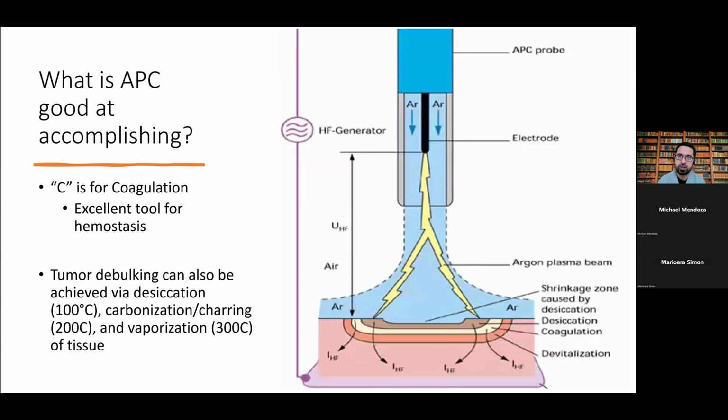The one advantage of APC here also is, and we talked about it earlier when you were looking at that table, it has a very, very superficial depth. So that allows you to be a little bit safer and decreases the chances of airway perforation, limiting the effect to the very superficial aspect of the airway wall.